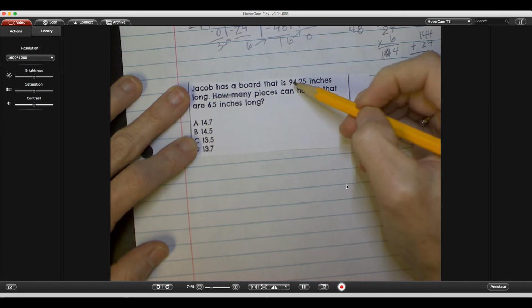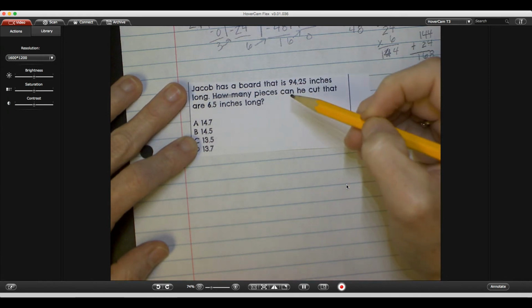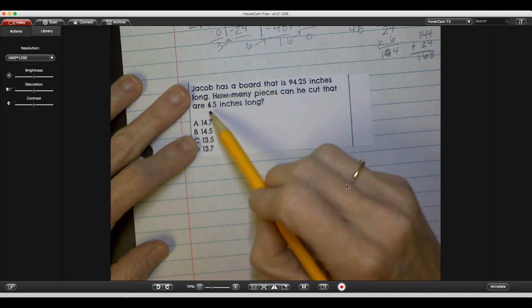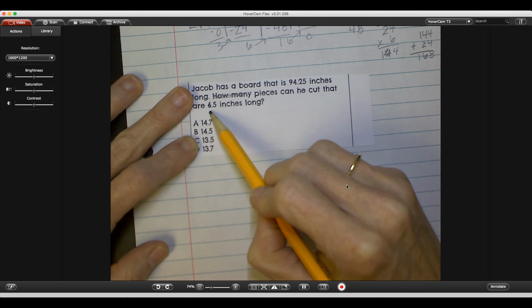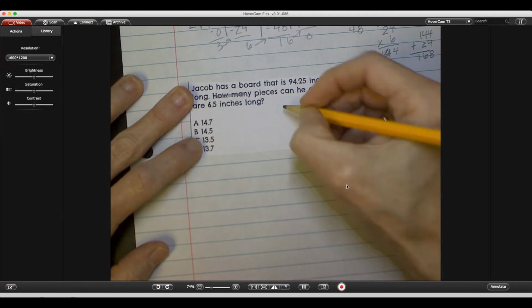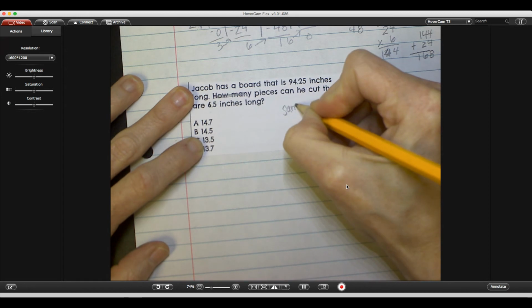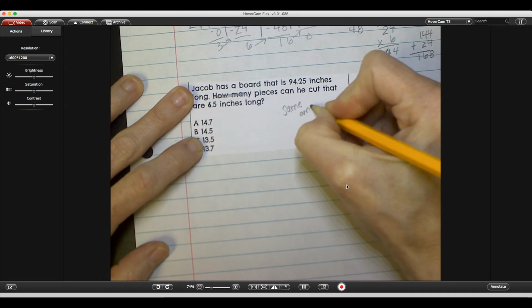If I have a board and I'm going to cut it into pieces, it's telling me that each of my pieces is going to be 6 and 5/10 inches long. That means that each board that I cut is going to be the same amount. Well, I know that same amount is telling me that I need to divide.